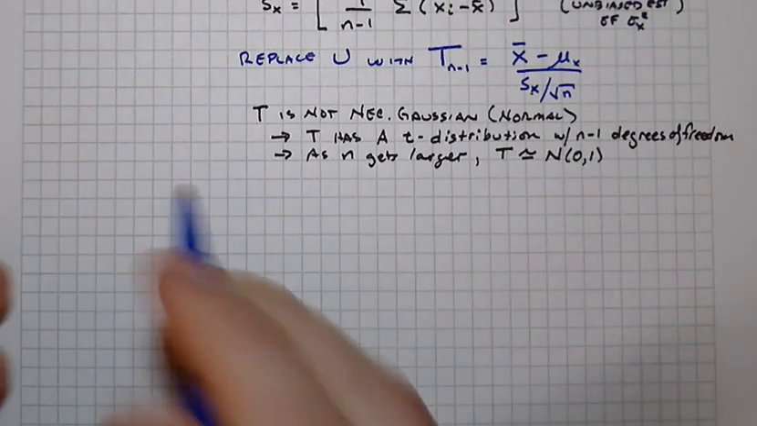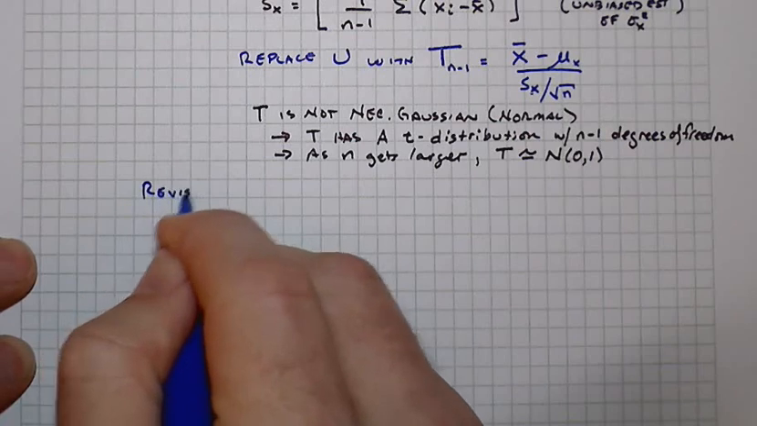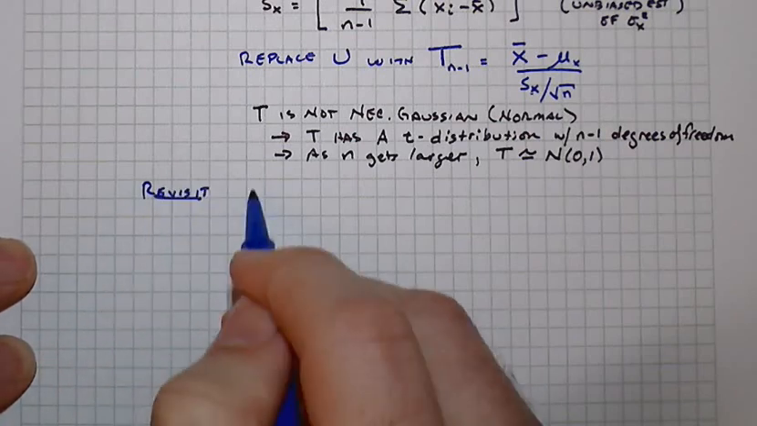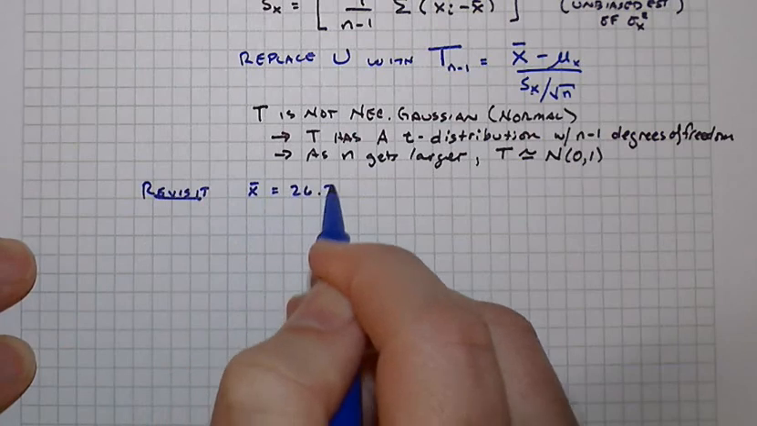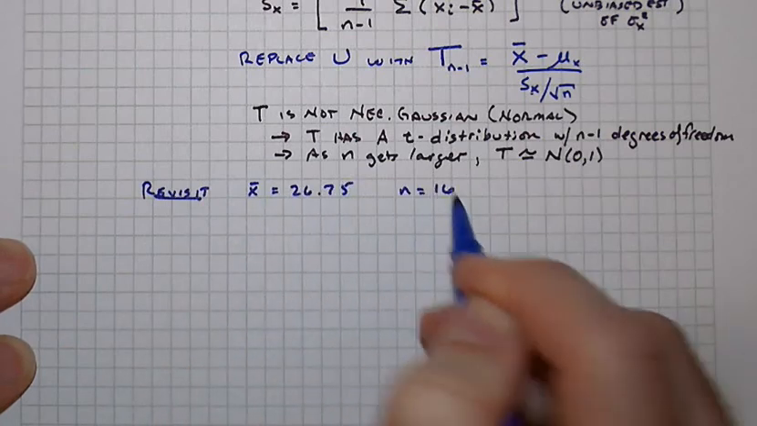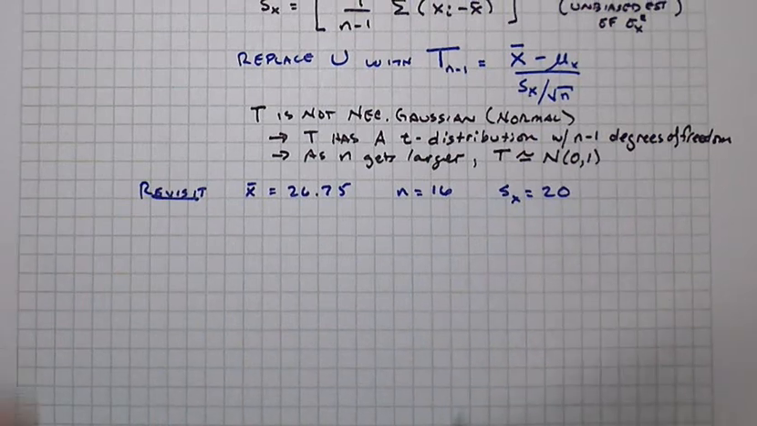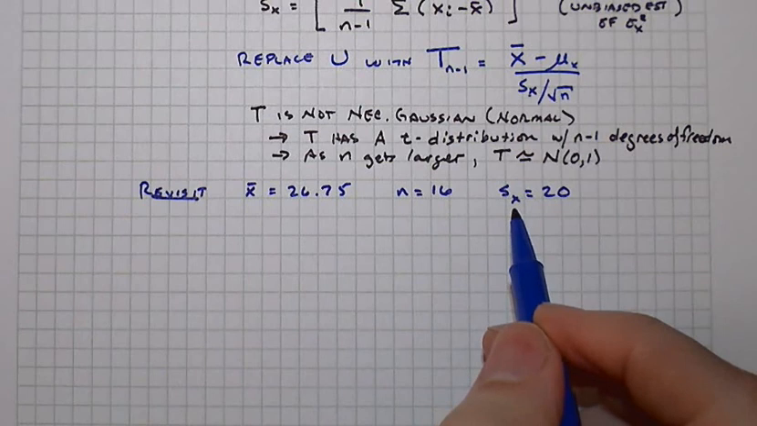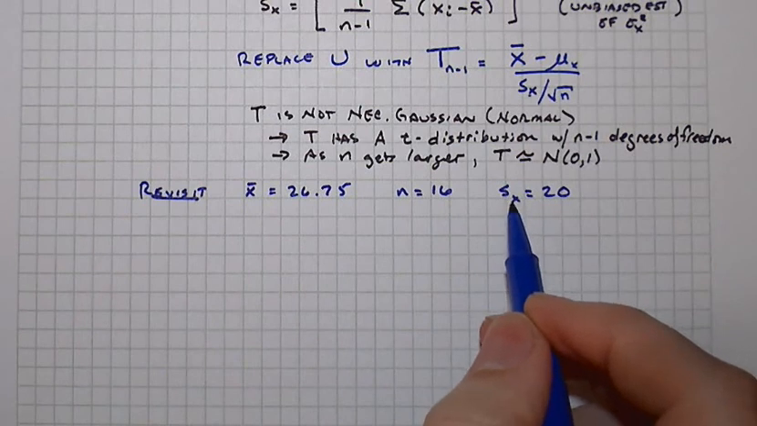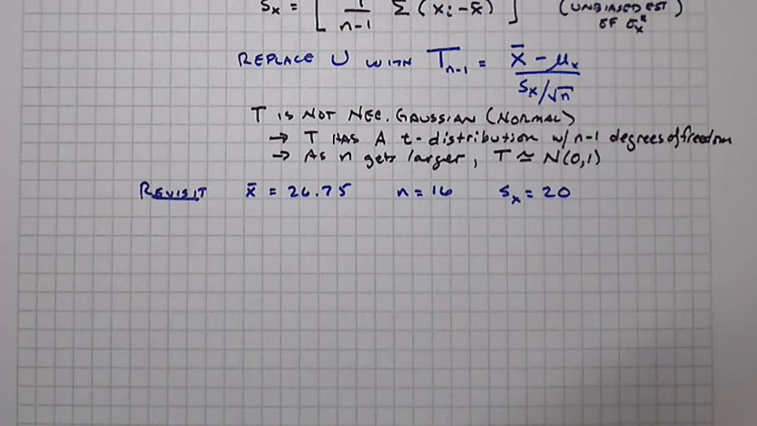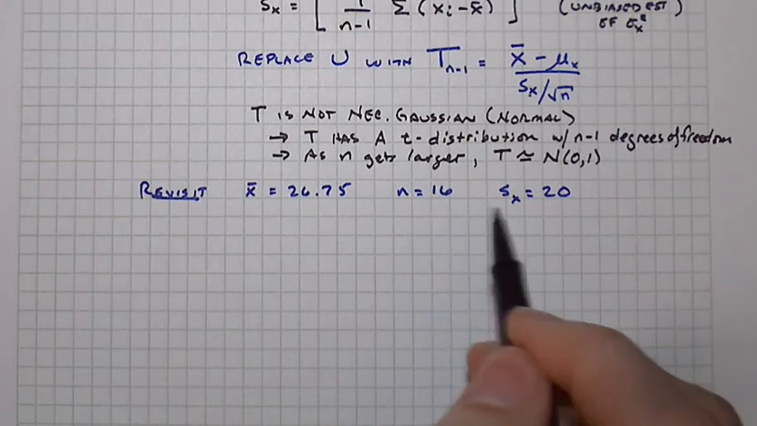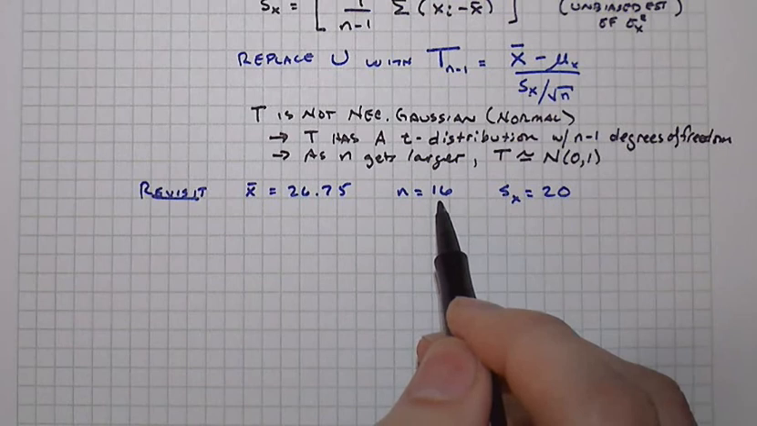We're going to revisit our fatigue data, where we had x bar was 26.75, n was equal to 16, and now our sample standard deviation is equal to 20. When we were constructing the confidence intervals the first time, we were assuming that the true population standard deviation was equal to 20, and so having this small subtle change will illustrate the difference between having substituted in with the sample, and the small size of the sample also.